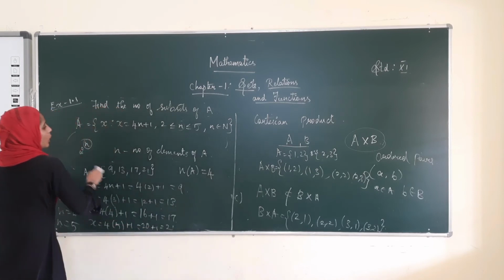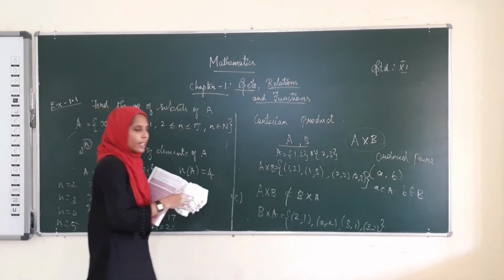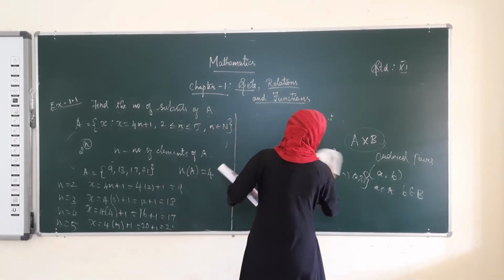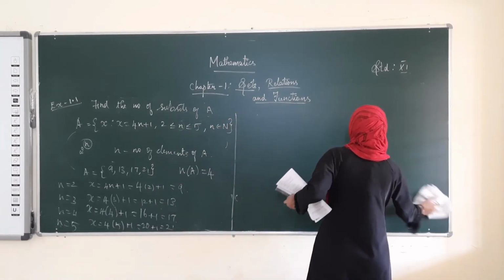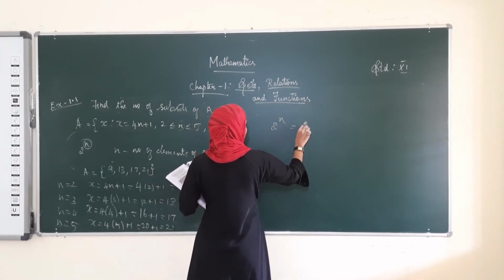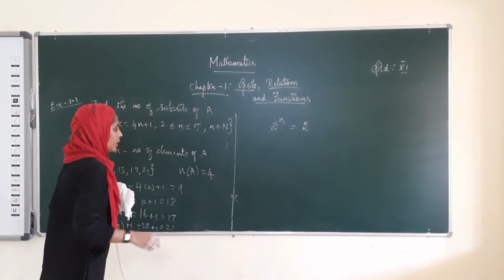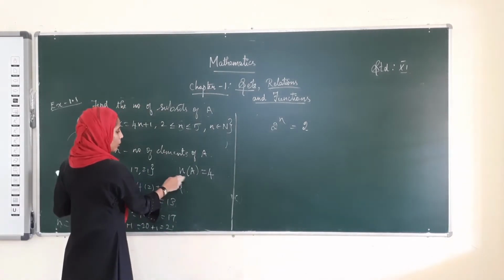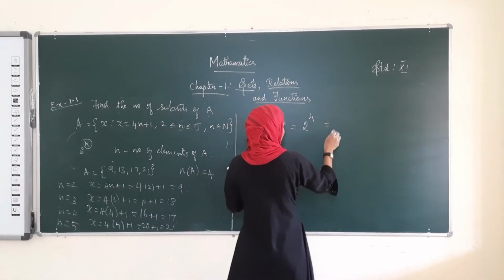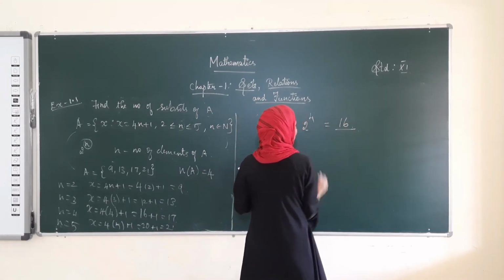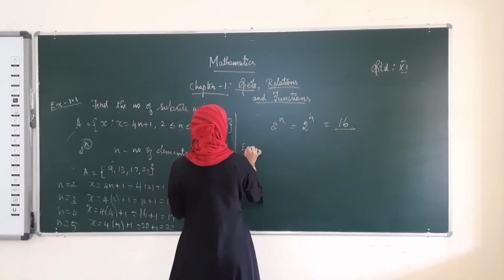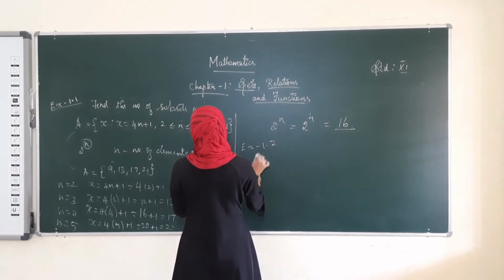What do we have to do? We have to find the number of subsets of A. Therefore, 2 power n. What is n? n means the number of elements in A. The number of elements in A is 4. Therefore, 2 power 4, which is equal to 16. The number of subsets is 16. Okay, next we are going to see example 1.2.